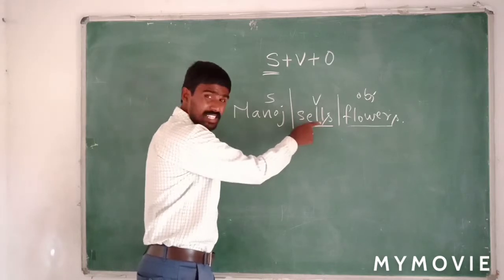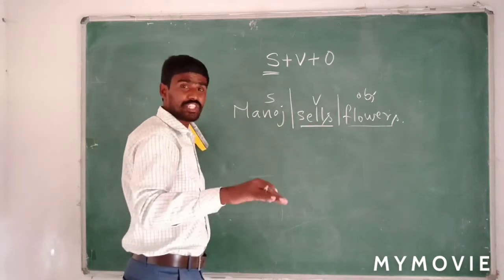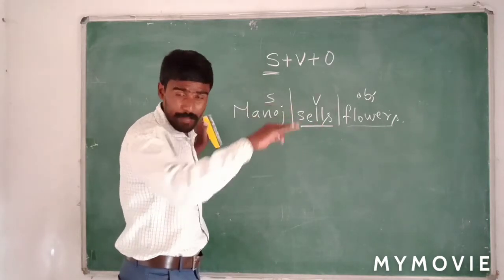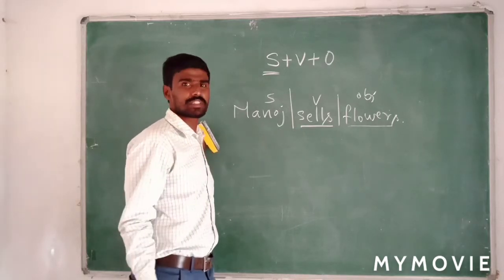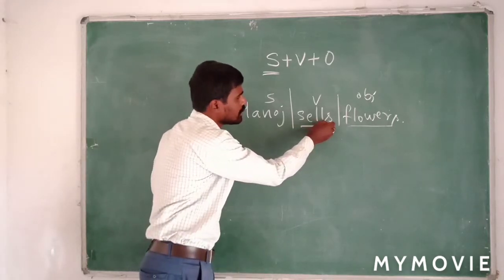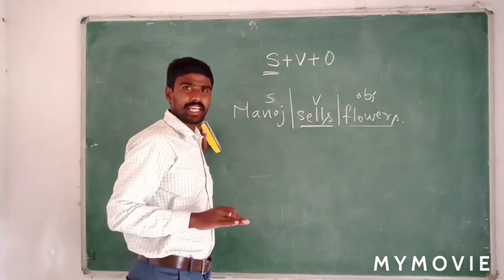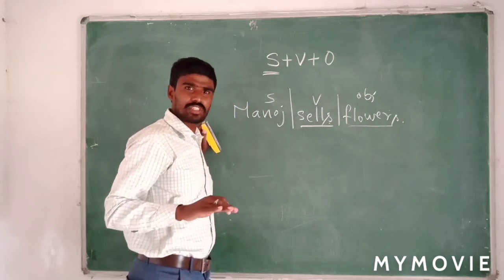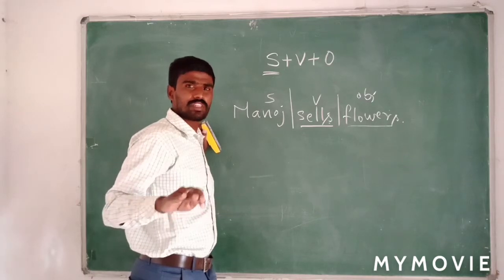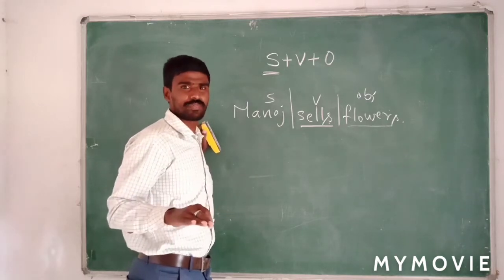Now we use sells in order to refer to actions which happen every day, which happen on a regular basis, because we use sells here, simple present tense. We use simple present tense to talk about actions which happen always, which happen on a regular basis.